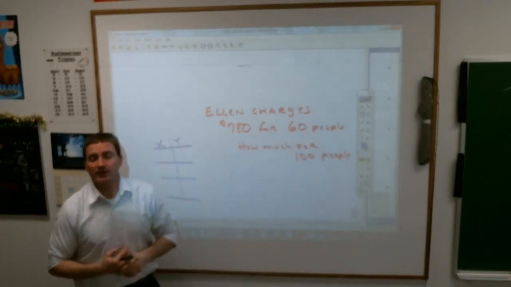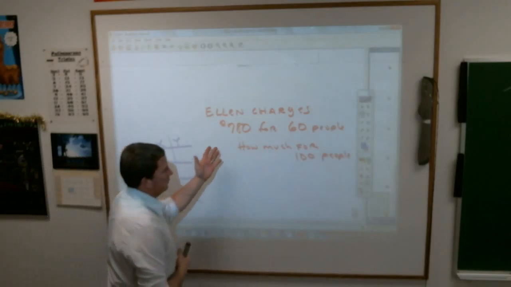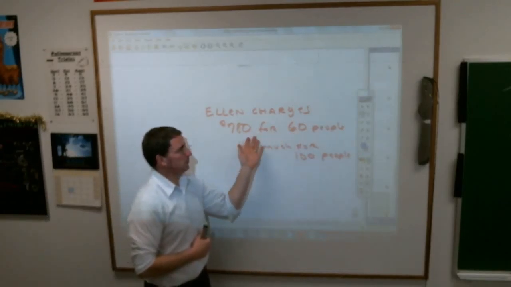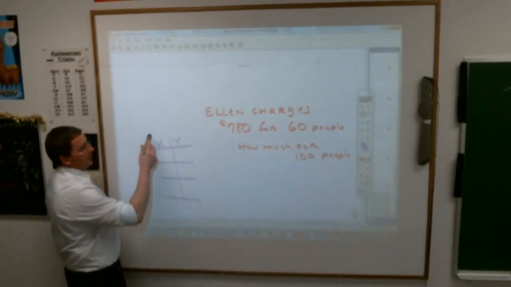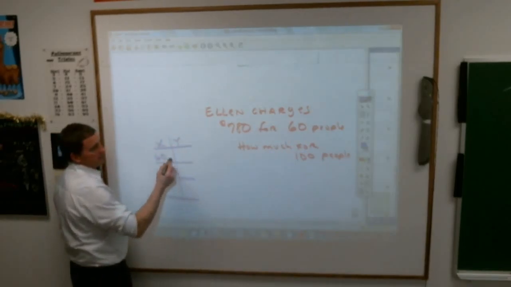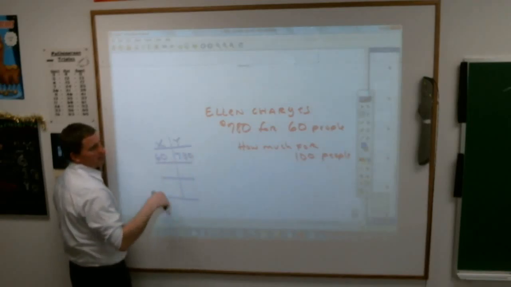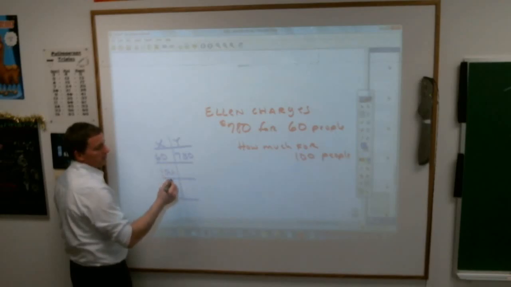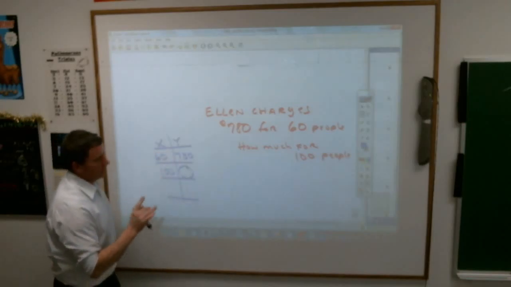Now the x value is the one that changes. I mean, they both change, but the x value is what we call your input number, the one that you say, okay, what's going to change? What changed here? The people or the dollars? The people, and that's the one I know. I know that for 60 people, it was $780. Okay, I want to know for 100 people how much that would be.